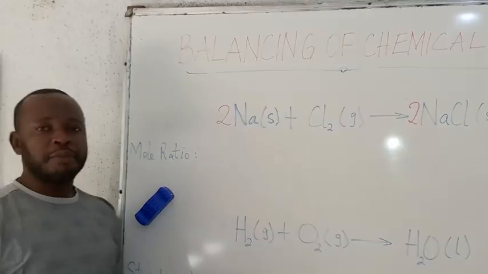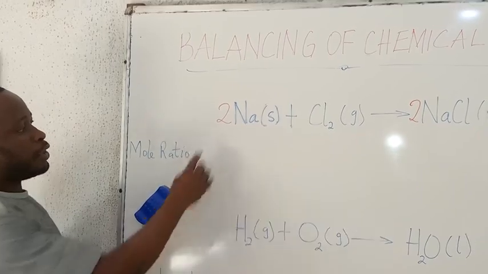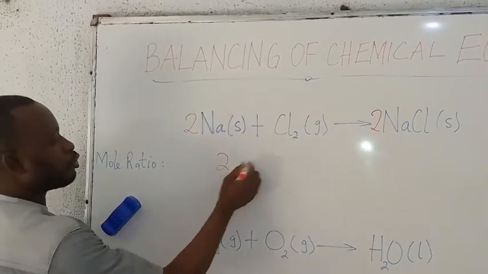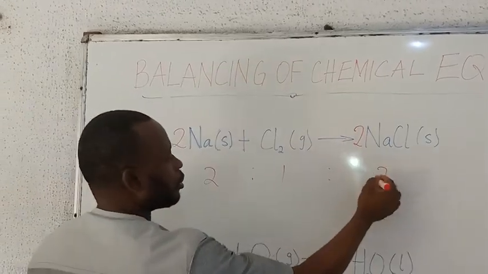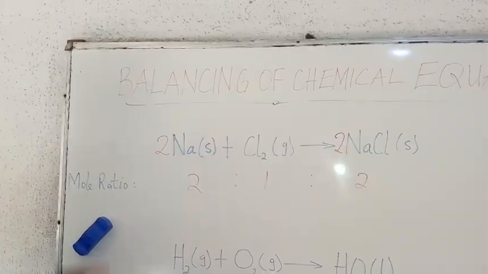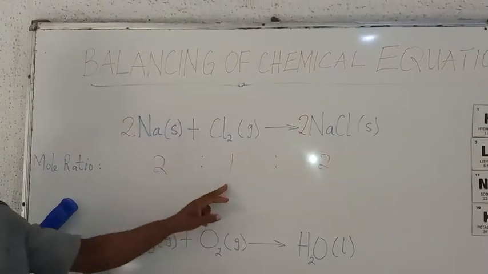When you are done balancing a chemical equation, the next thing you need to write is what we call the mole ratio. This coefficient here, you bring it down: 2. What's the coefficient here? 1. What's the coefficient here? 2. That is called the mole ratio of this reaction. 2 : 1 : 2.